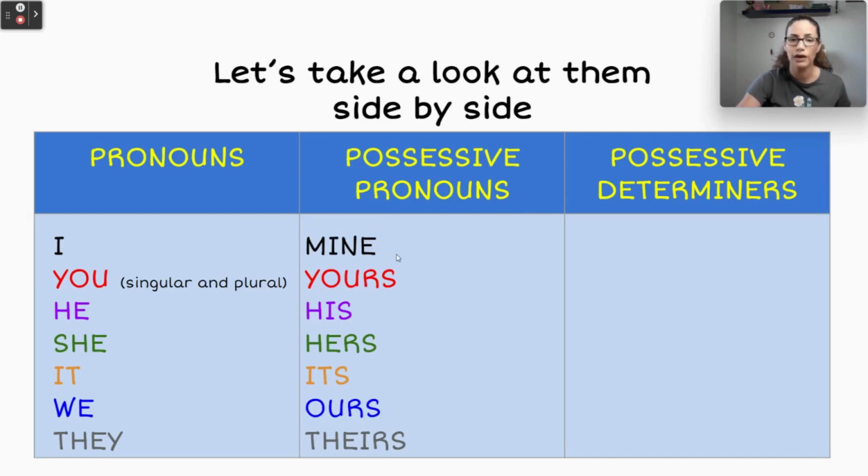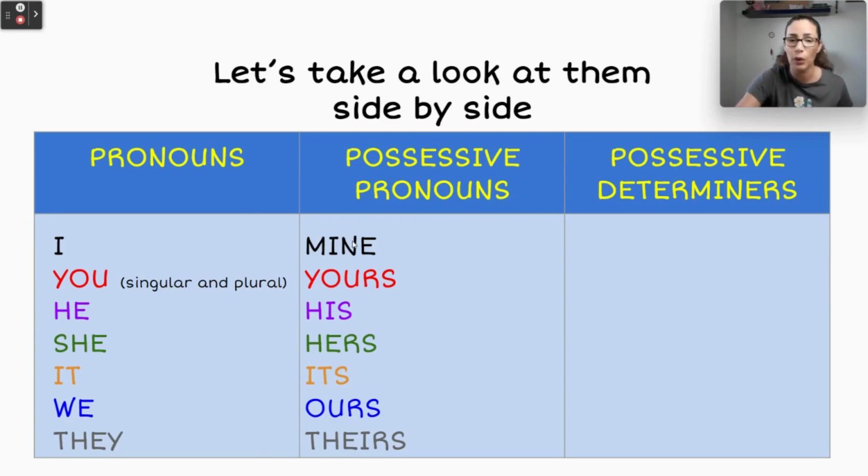So we've got mine, yours, his, hers, its, ours, theirs. Okay, and these possessive pronouns and the possessive determiners, we use them to show possession, right? Possession, when something belongs to you. If something belongs to you, you would use these words.